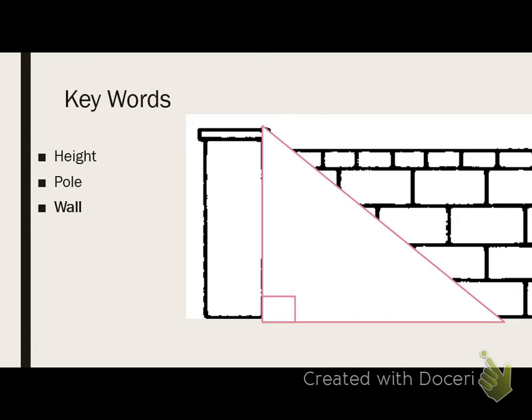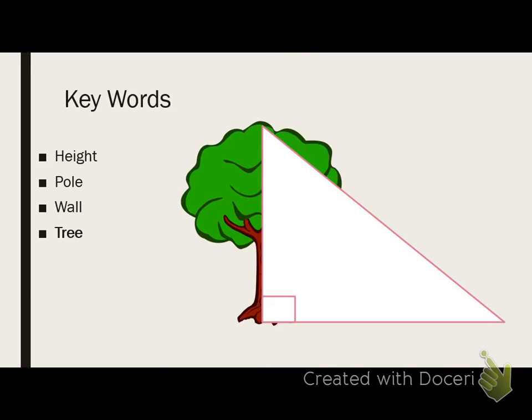So the third blank is a wall. We're going through these quickly. Show you a picture, we move on. So you've got a wall. You've got a tree. Trees are vertical. So that's your fourth blank.